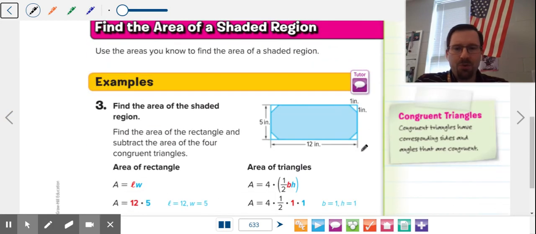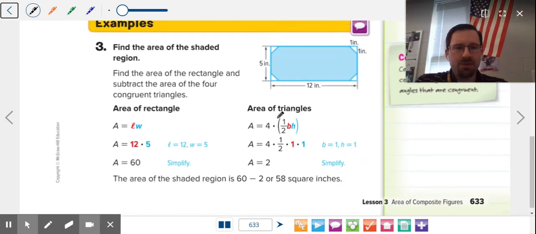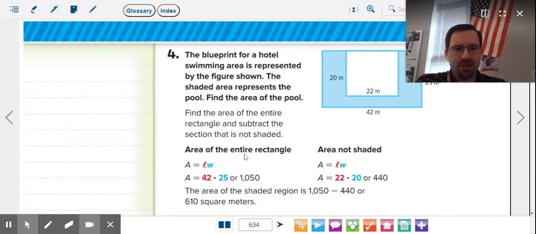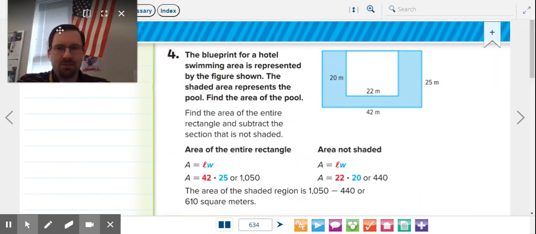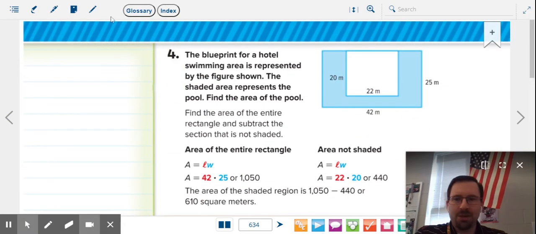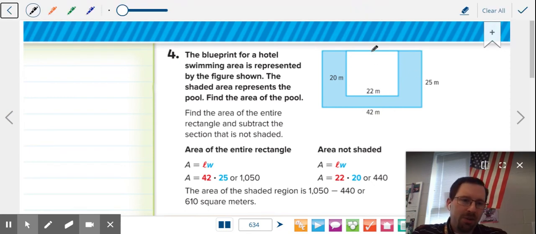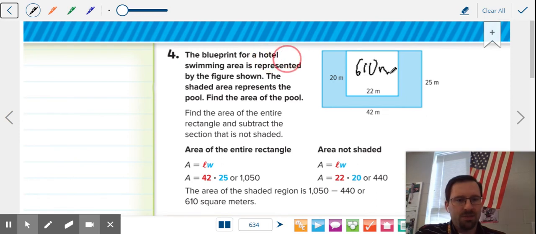Now, if you have shaded region problems, so what this is when you take something like right here, let's talk about it. My camera's flying everywhere. Okay, so I want to know this shaded region. So what I'm going to do is I'm going to find the total area. I'm going to take away whatever's inside of it that I need to get rid of. So we're going to do 42 times 25 minus 20 times 22. And you get 610 meters squared for this area there.